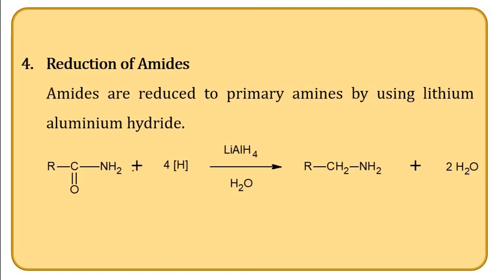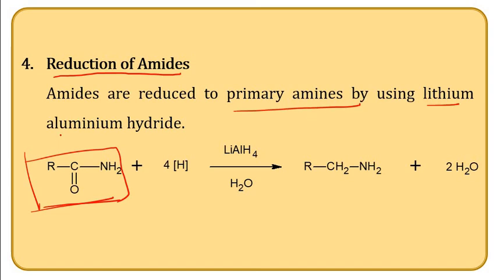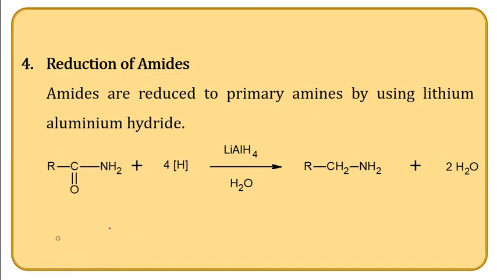Let us move to the fourth one, reduction of amides. Amides are RCONH2 groups, and these amides are reduced to primary amines using, again, lithium aluminum hydride as the best reducing agent. So we get primary amines in this method also if you take amide as the starting material.